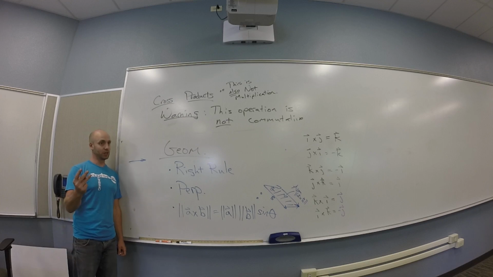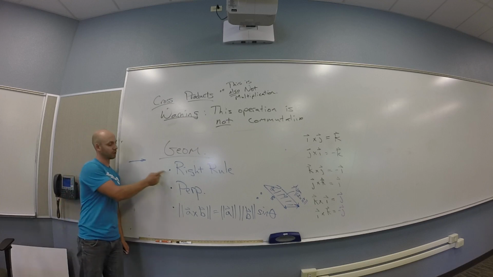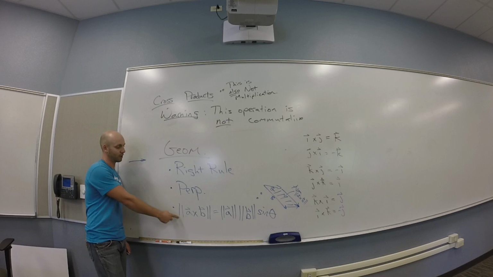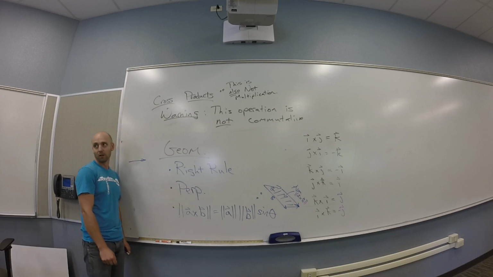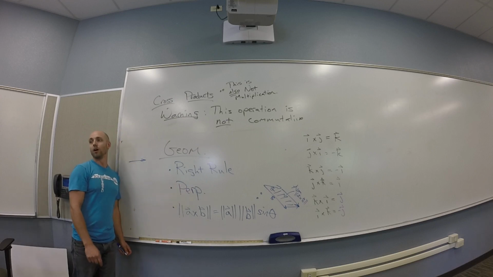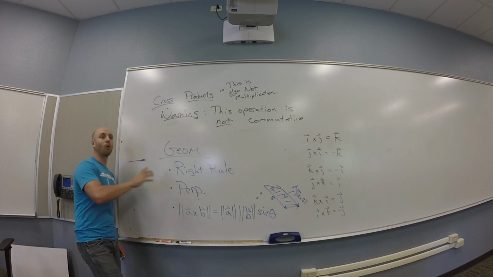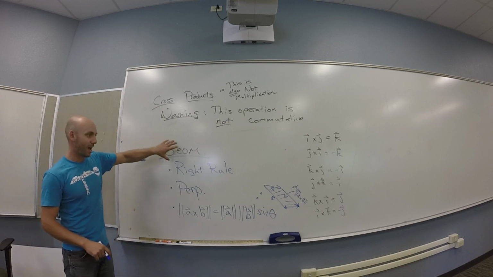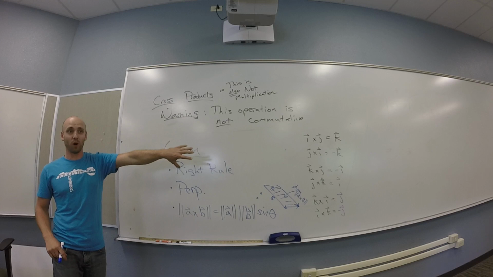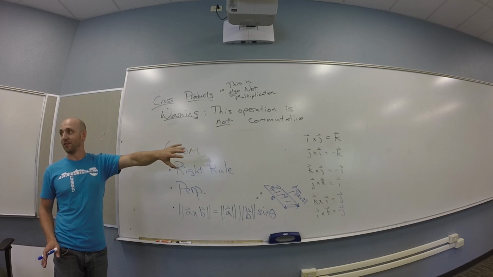So there are three things you need to know for the geometry of cross products: the right-hand rule, this perpendicularity thing, and this area of the parallelogram deal. Cool? Okay. Now, in no way have I shown you why this thing goes with the formula that I gave you to calculate, right? You guys all see that?